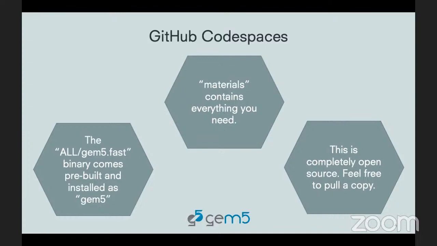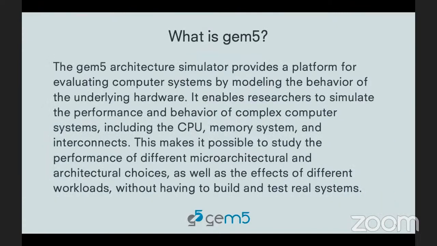Okay, while you're all waiting for your codespaces to spin up, I'm going to talk briefly about what gem5 actually is and what you can do with it. So what is gem5? Well, I really like this definition. The gem5 architecture simulator provides a platform for evaluating computer systems by modeling the behavior of the underlying hardware. It enables researchers to simulate the performance and behavior of complex computer systems, including the CPU, memory system, and the interconnects. This makes it possible to study the performance of different microarchitecture and architecture choices, as well as the effects of different workloads without having to build or test the real systems.